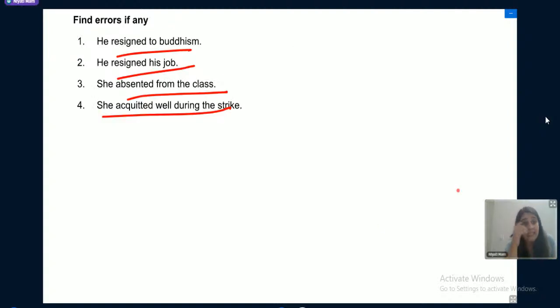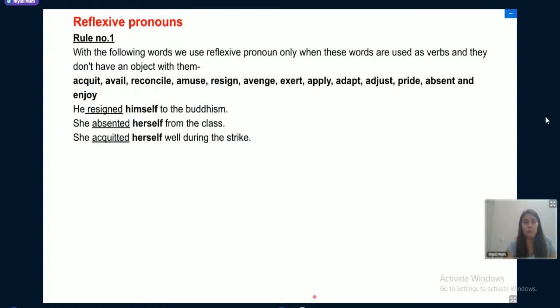Okay, there are certain sentences given on your screen, and as you all know, this is my favorite part of the class. Find errors if any. There are in total 4 sentences, and we need to find errors in them, right? Let's see the rule first this time. I'm not going to tell you anything. With the following words, we use reflexive pronoun. First let us read the words.